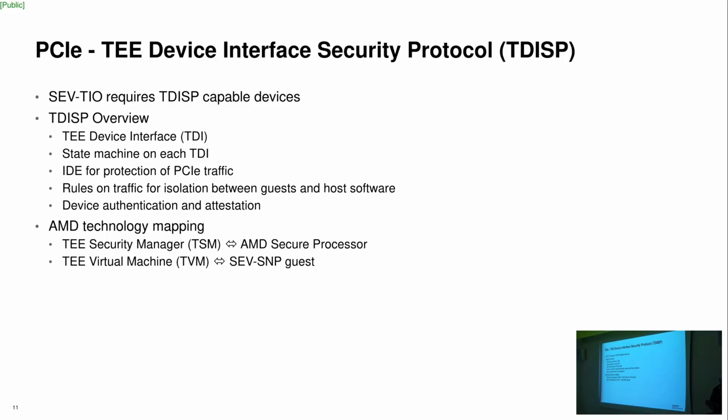It places a state machine that controls the configuration of the interface. It places the requirement for IDE, and it has a whole bunch of transaction level rules that control how packets flow on that PCI fabric. Also, through the requirement of SPDM, they have brought in concepts of authentication and attestation through SPDM channel. And the mapping between AMD's technology and the spec is the TSM in the TDISP spec is the ASP, and the TVM is the SNP guest.